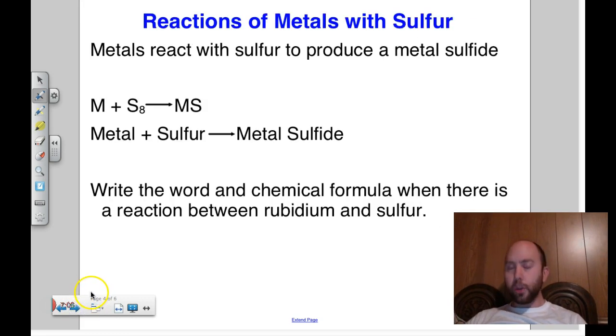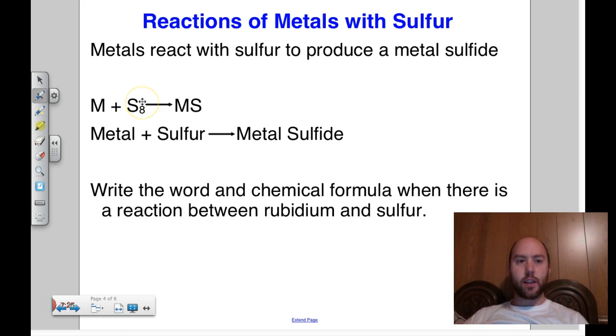The next one is super important though. Metals with sulfur. So again, whenever you have a metal reacts with sulfur, it makes a metal sulfide. Now, we talked about diatomics earlier. Sulfur is an octatomic. There we go, octatomic. It always has an 8 when it's by itself. But again, the pattern's so obvious. I take whatever the metal is, plus sulfur, and it makes metal sulfide.